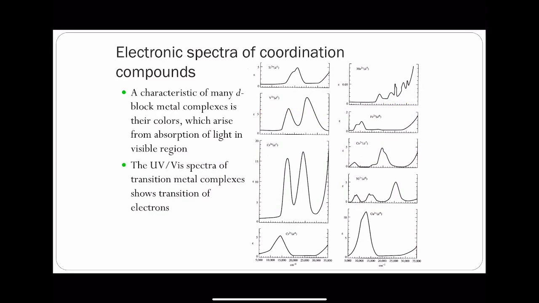So the UV-vis spectra of transition metal complexes will show, of course, the transition of the electrons that are in the system. On the right-hand side are typical characteristic spectra that we're going to obtain for the different electron configurations of d1 through d9 systems. But before we really get into looking at these individually, let's remind ourselves a little bit about the process of UV-vis spectra, spectrophotometry.